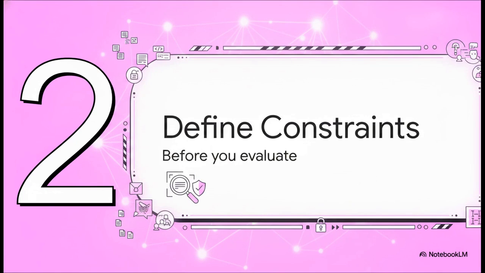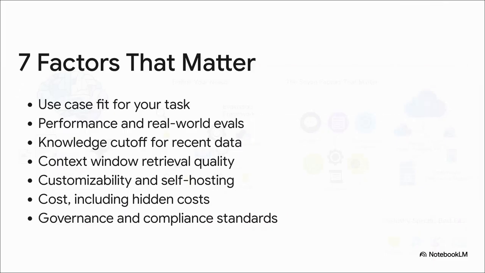That takes us to step two, defining your constraints. You have to do this before you ever even glance at a benchmark score. According to the 2026 playbook, there are 7 crucial dimensions you've got to evaluate. First is use case fit: does the model excel at coding, or is it better for multilingual chat? Second is performance. By that, I mean looking way beyond those standard generic AI tests and actually testing on your own data. Third is the knowledge cutoff, which is obviously critical if you're in a time-sensitive domain.